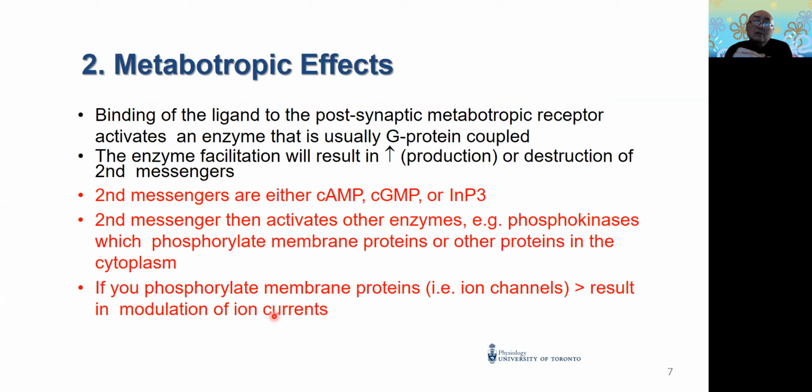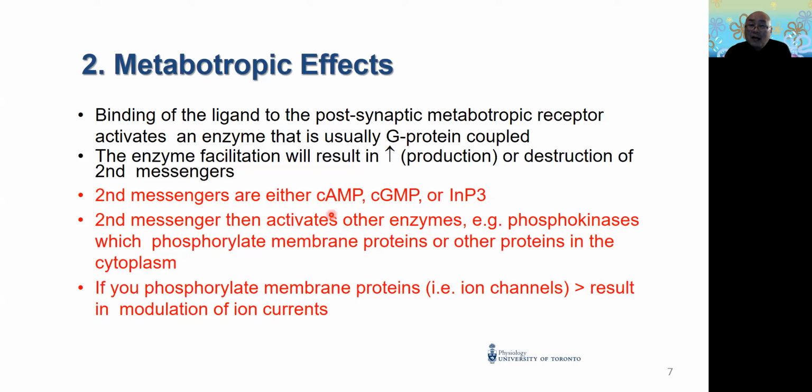All right, so then there's this other class of receptors that are found on the postsynaptic membrane, and these are the metabotropic receptors. The binding of a ligand, the neurotransmitters that we just talked about, to this postsynaptic metabotropic receptor usually causes the activation of an enzyme, and usually these are G-protein coupled receptors. Now, again, I'll show you that in a few minutes.